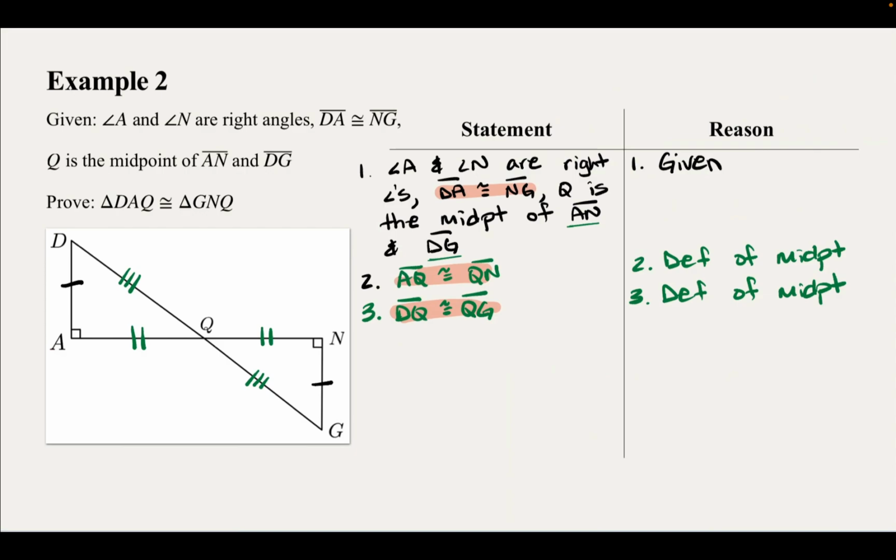Now look at the givens. We've used this, that the sides were congruent. We used that Q was the midpoint to get our step 2 and our step 3. We haven't used this yet, the A and N are right angles. What does that mean? If A and N are right angles, that means that they're congruent. Angle A is congruent to angle N because all right angles are congruent.